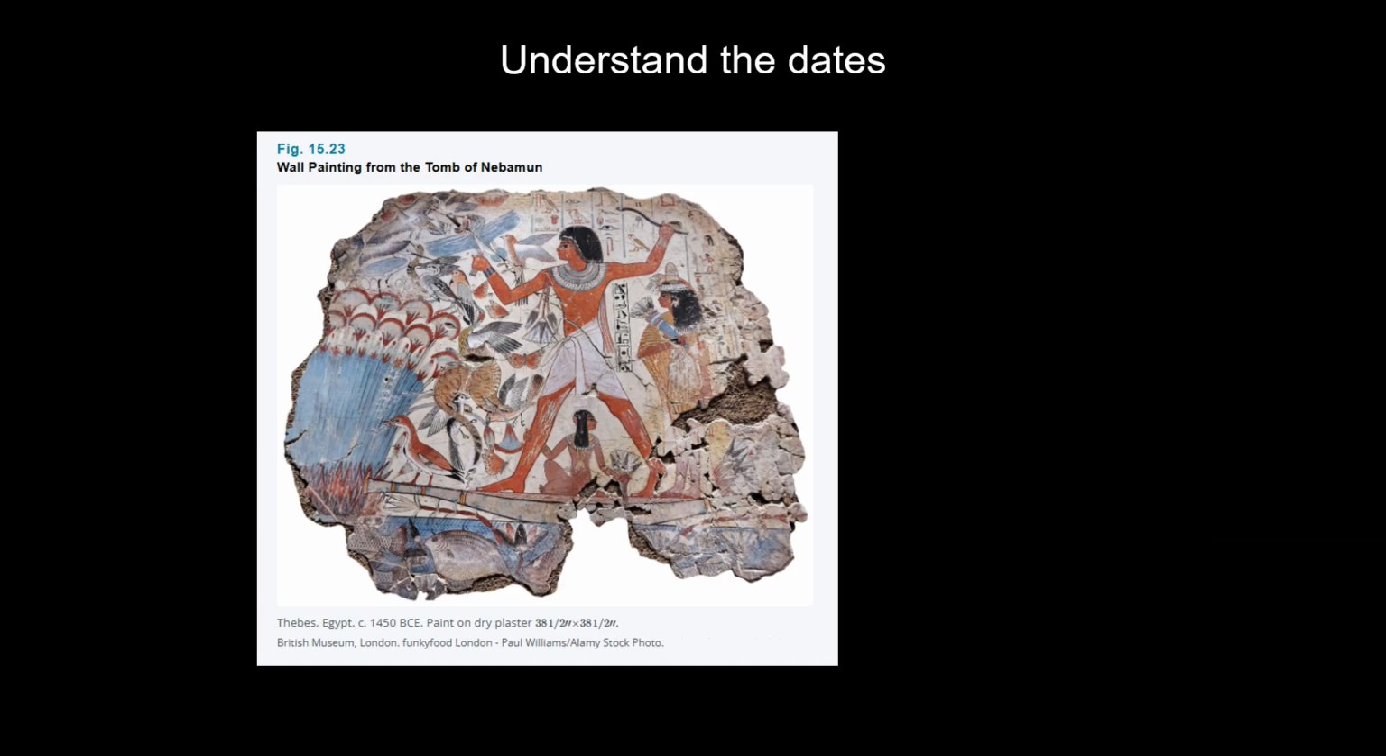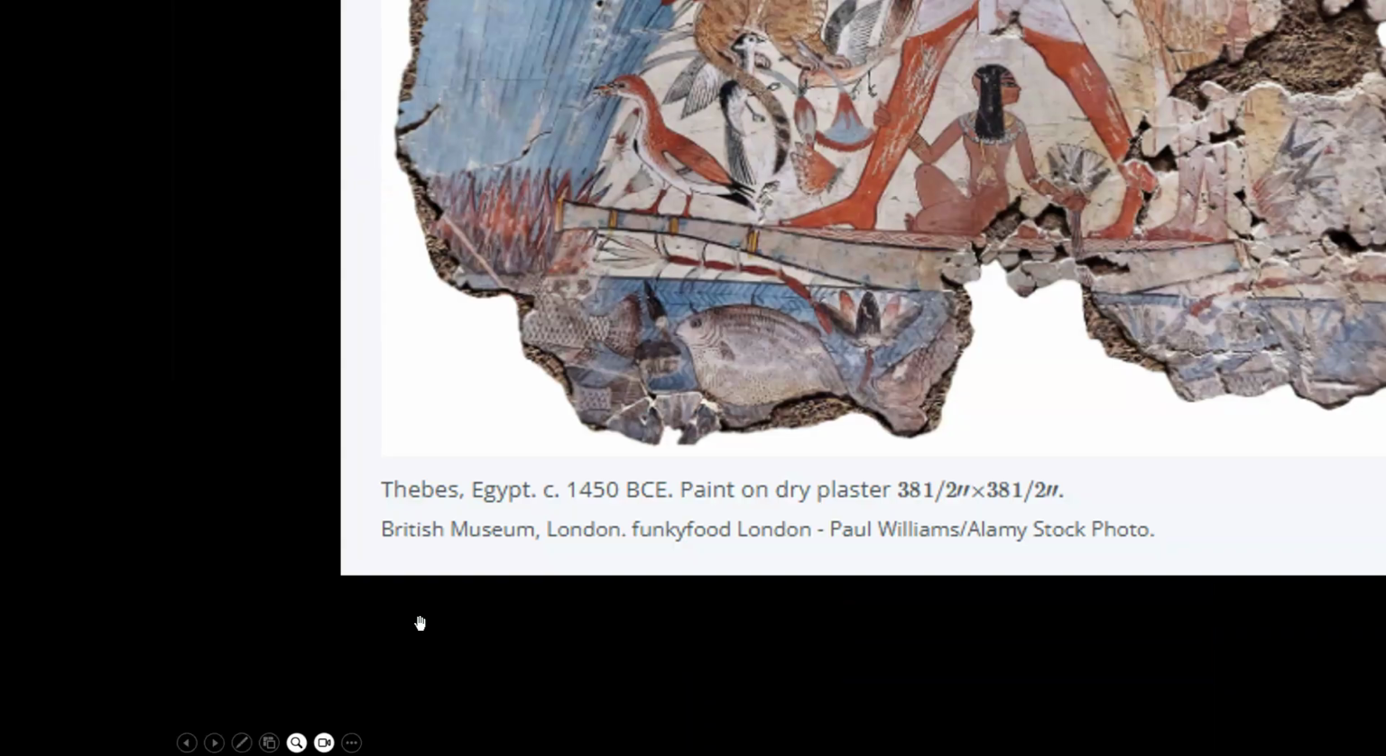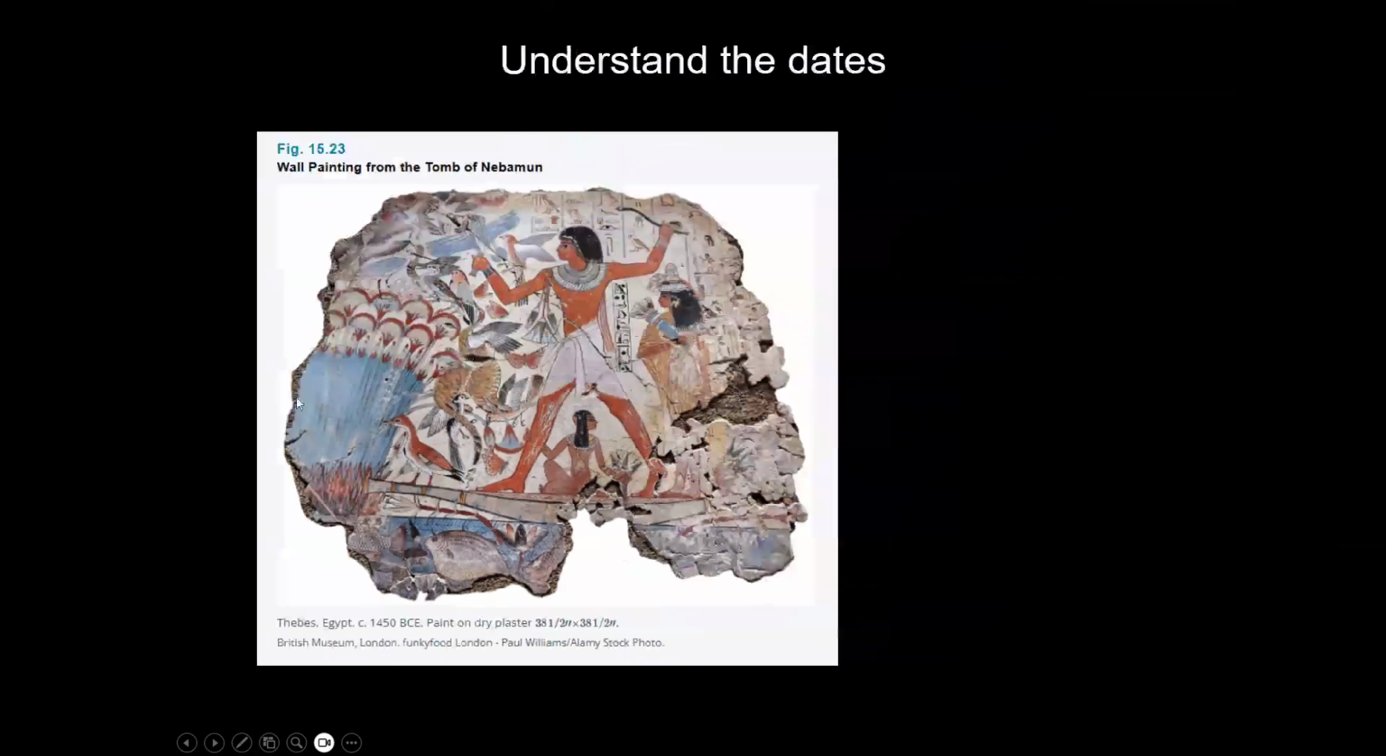All right, understanding dates. Here's a work of art from chapter 15 in your textbook, which covers ancient Egypt. I bet you can tell just from looking at this that this is a work of art from Egypt. It is extremely old. Take a look at the date. So 1450 BCE. All right, sometimes this confuses my students.